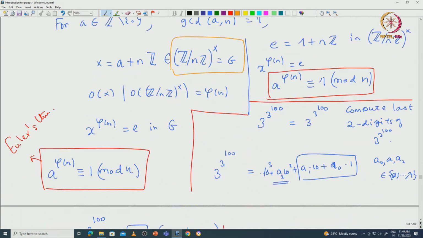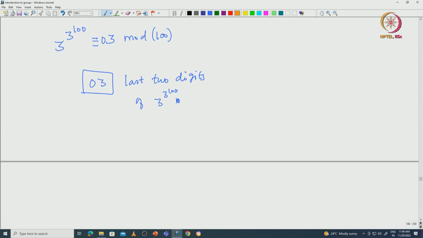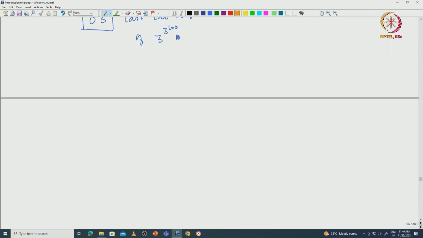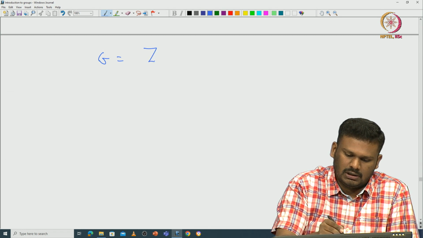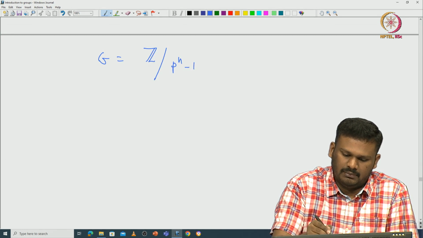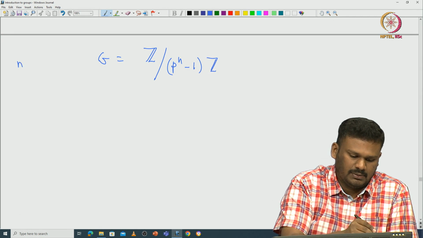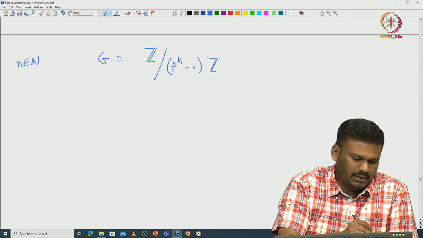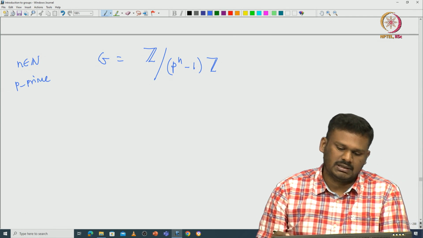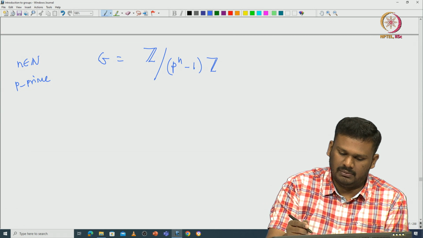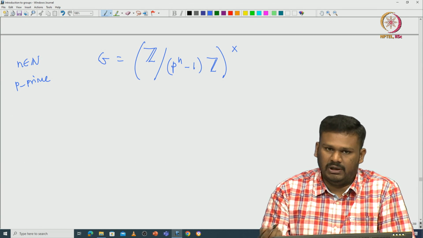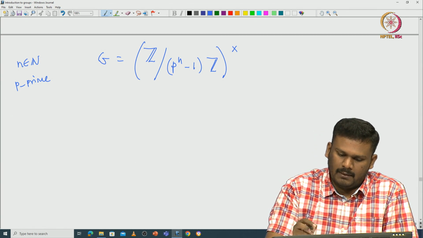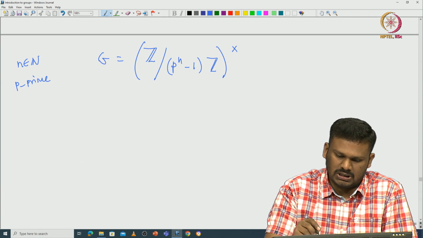So we can also get some more applications. Let us look at one particular group as follows. Let us take your group to be Z modulo p power n minus 1 Z, where n is a positive integer and p is a prime number. Consider this Z modulo p power n minus 1 Z and then look at the multiplicative group. All the examples that we use are multiplicative groups. That is very important, modulo the corresponding integer.